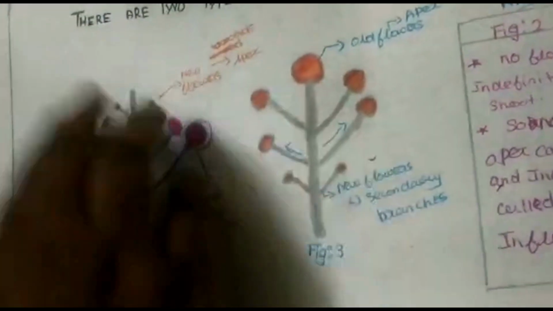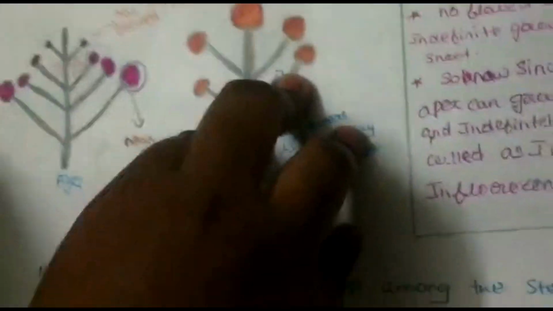So this is the difference between a racemose and a cymose. They are totally opposite.